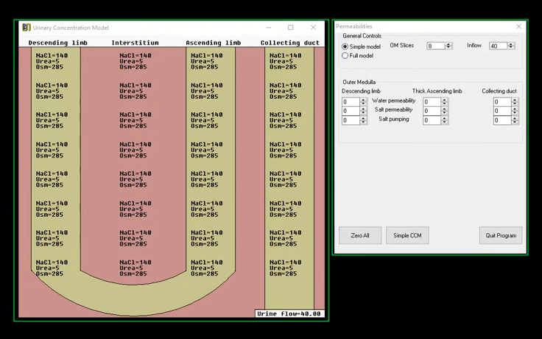This is what you should see when you load up the computer program. Ensure that you've clicked the Simple Model button within the General Control section. This is because we'll be referring to short loop nephrons rather than long loop nephrons.